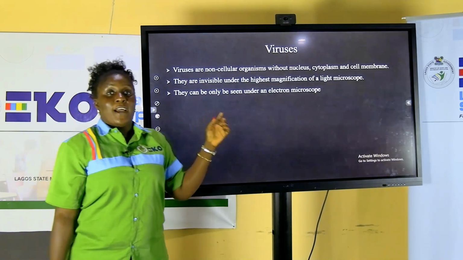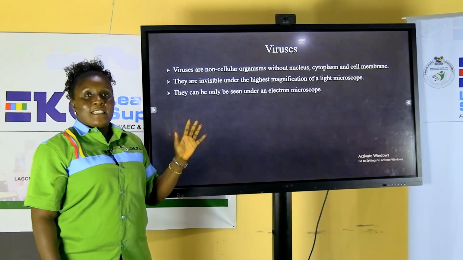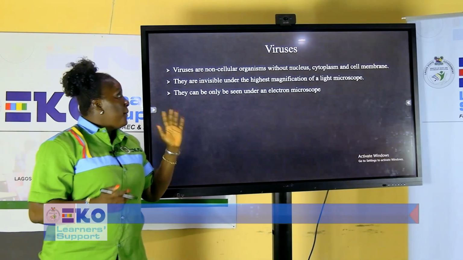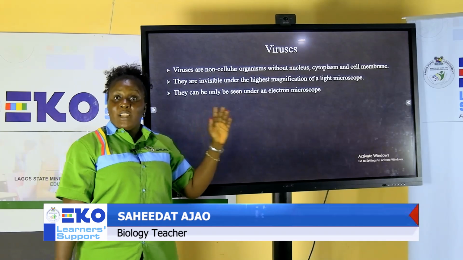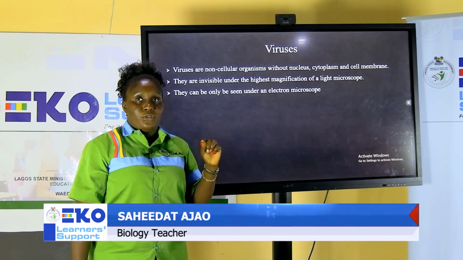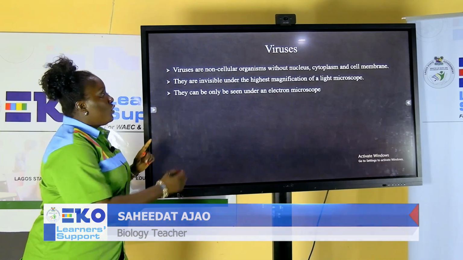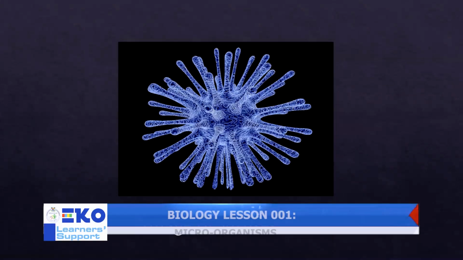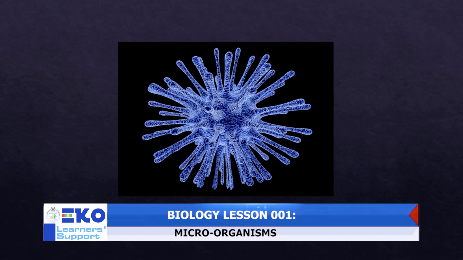So we'll be starting with the viruses. Viruses are non-cellular organisms without nucleus, cytoplasm, and cell membrane. They can be seen under the light microscope, and they can also be seen with an electron microscope. This is an image of viruses.